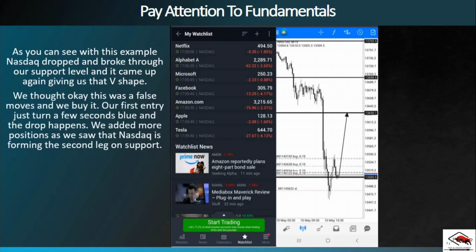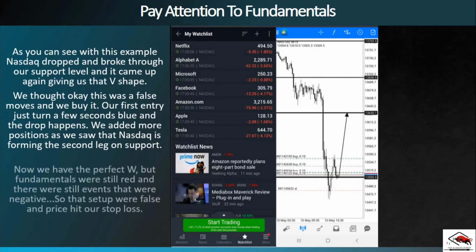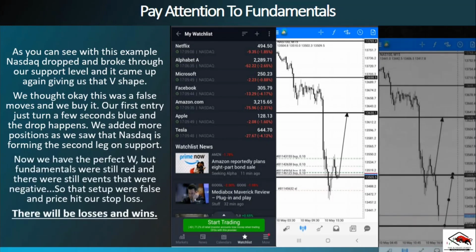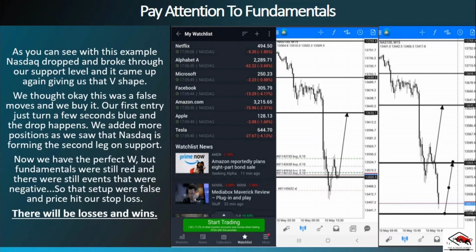With this example, Nasdaq literally broke through our support level and it came up again, giving us the V shape. And when we got this V shape, we thought, okay, according to our strategy, this is just a false move. And then we went in on the buys. After our first entry, we were just in blues for a few seconds before a massive drop happened. We thought it's just a minor retest, and then we added more positions as we saw that Nasdaq is forming the second leg on the support level, which would be our perfect W formation. But fundamentals were still red, and on this day there were still some negative events, so the setup was invalidated and it was a false move and our stop loss got hit.